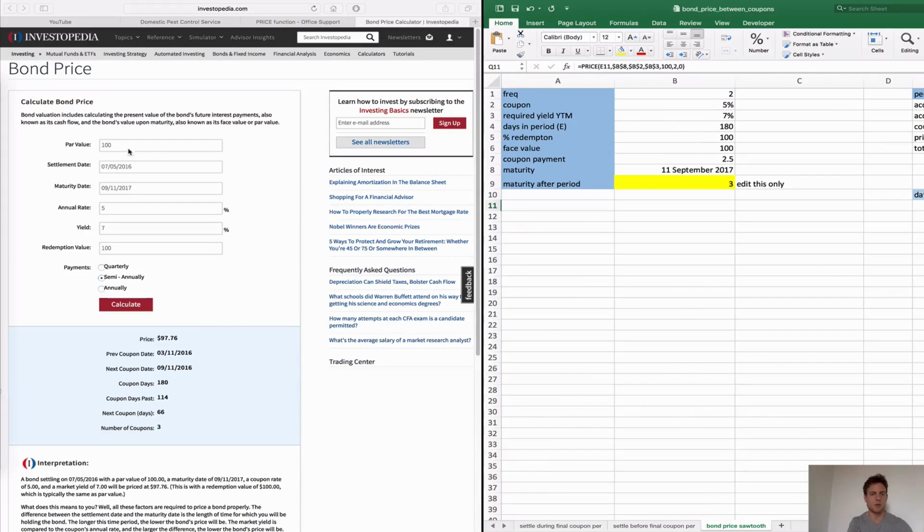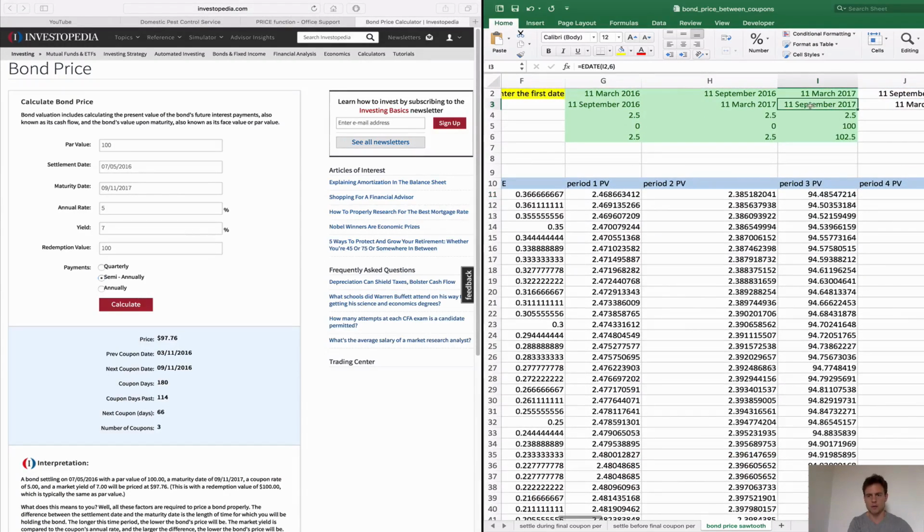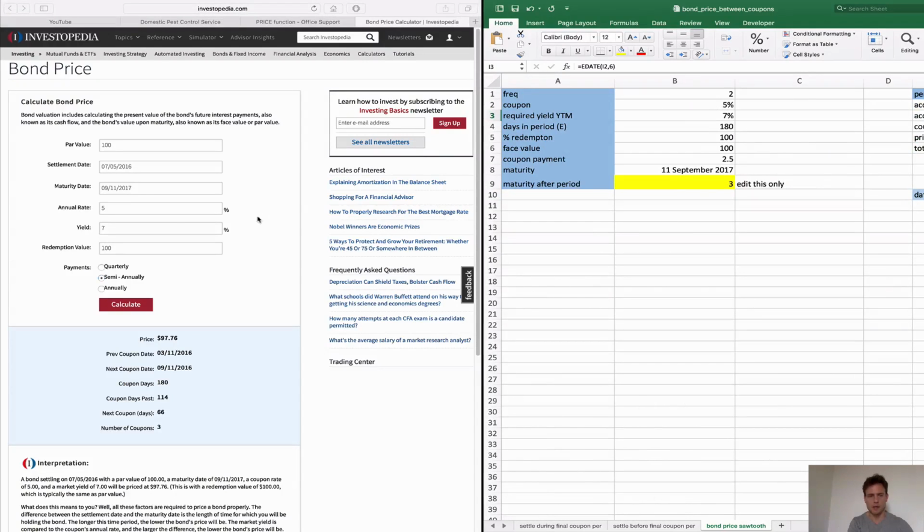So par value $100. Settlement date is the American date convention, 5th of July 2016. Maturity date is the 11th of September 2017, right? It's that one there. The annual coupon rate is 5, that one there. The yield to maturity is 7, right? And you can play around with these numbers as well. I'm just giving you an example. Redemption value is 100, so you're going to get every dollar of principal back. You're going to get it all. And semi-annual payments, so that's the same as our frequency over here.